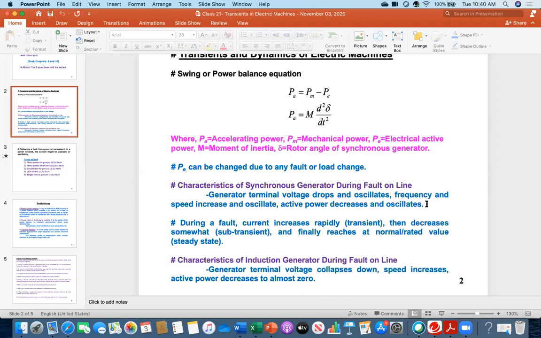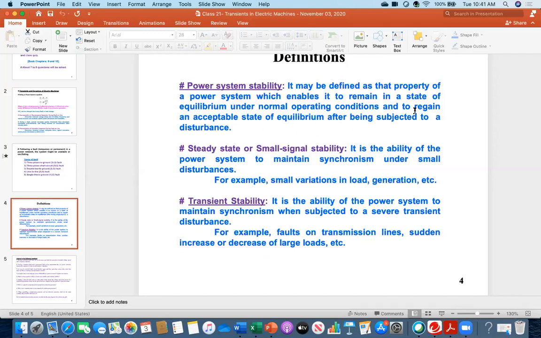Similarly, in the United States, the frequency standard is plus minus 3%. Like frequency here is 60 hertz, plus minus 3% is tolerable. If it goes beyond that level, then that is problematic. So why am I saying that is the standard? You see, I said to regain an acceptable state. What is that acceptable state? If the voltage remains within plus minus 10% and the frequency remains within plus minus 3% after being subjected to a disturbance, then we can say that, okay, that system is stable.